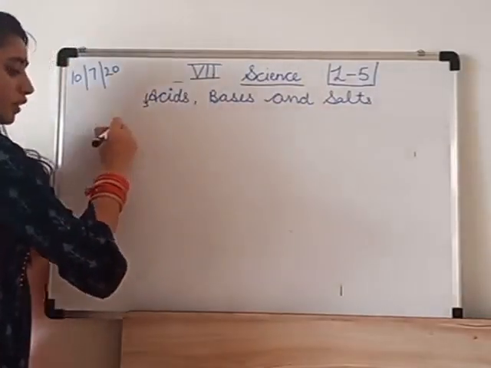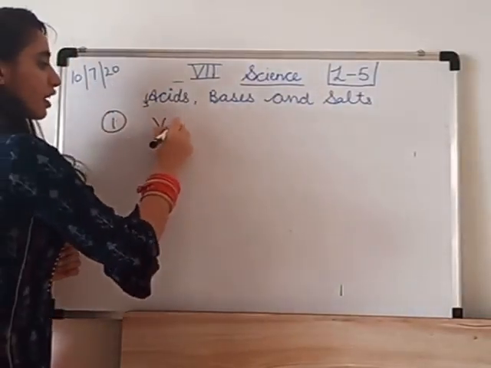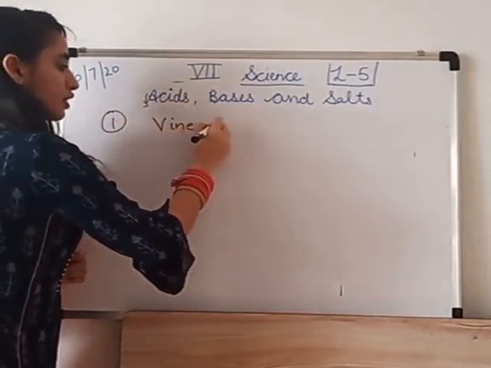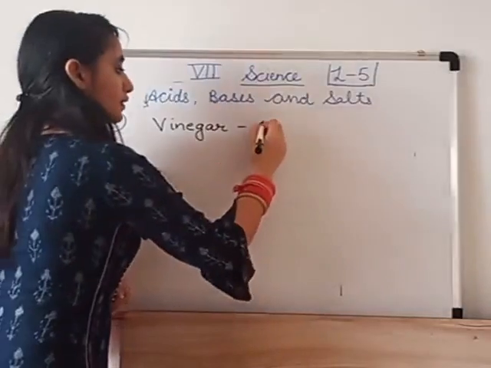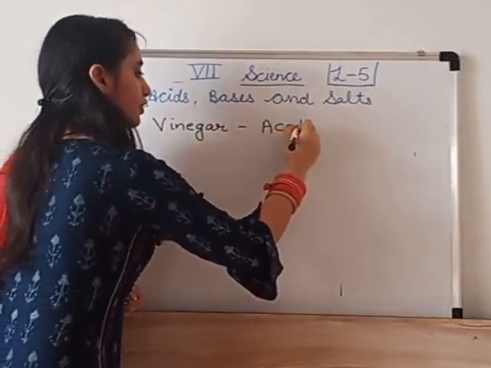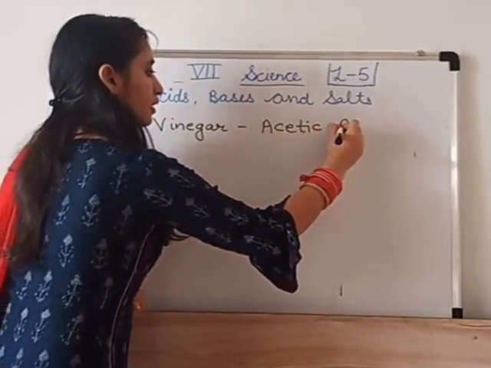See, first one is vinegar. In vinegar, which type of acid is present? Acetic acid is present in vinegar. Acetic acid.